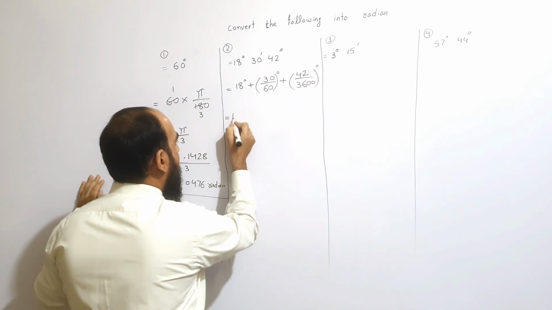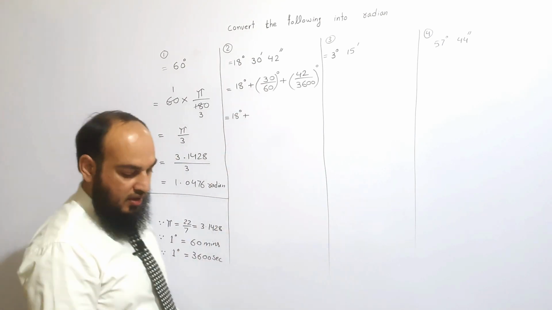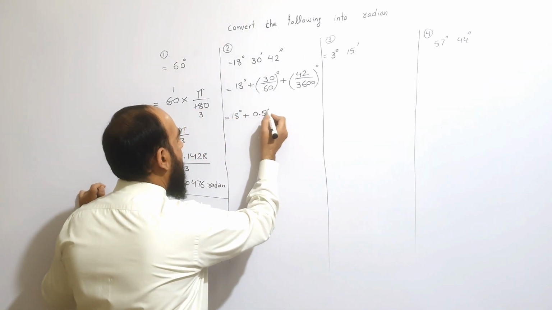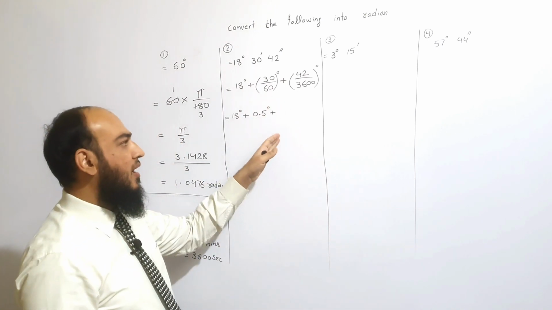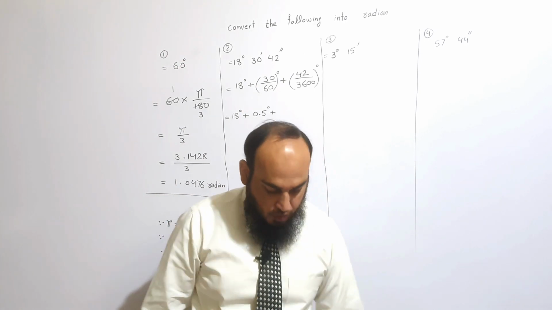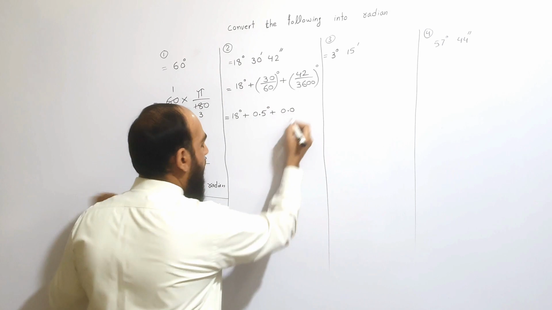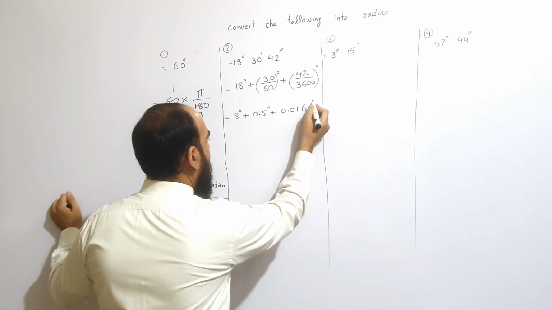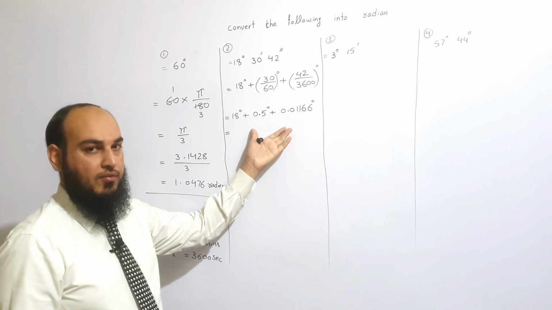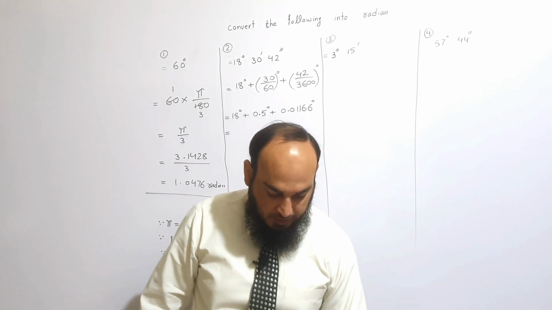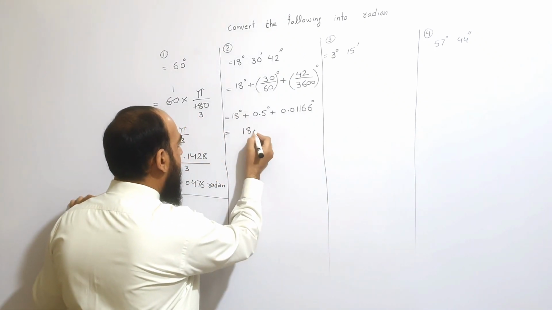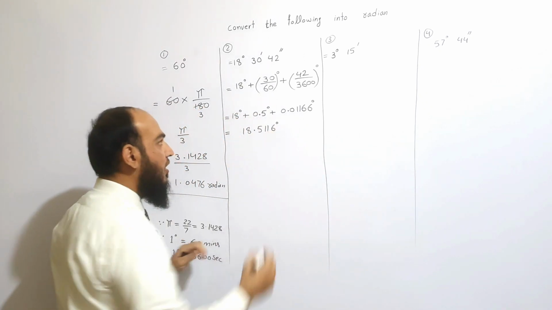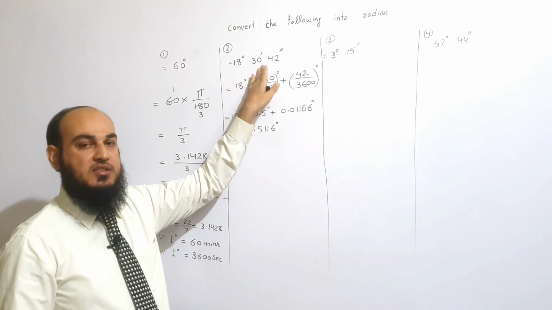Now we will write 18 degrees. We will divide 30 by 60, and you will get 0.5. So 0.5 degree plus 42 divided by 3600, then you will get 0.01166 degree. Now you have to add them. We will add them and we will get 18.5116 degrees. Now this DMS, degree minute second, is converted into degrees.